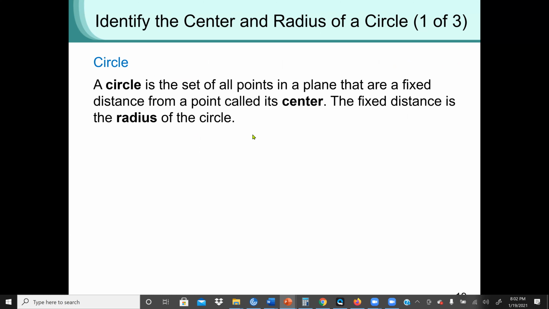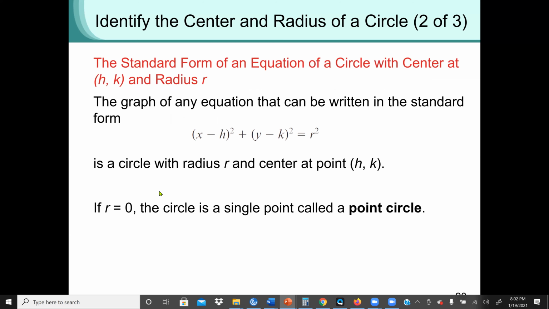So again, that's the definition of a circle. When you draw a circle, you see that from the center of the circle to any point on the circle, the radius is the same. And that's the definition here. We say a circle is a set of all points in a plane at a fixed distance from the point called its center. Now, the fixed distance is the radius of a circle. So if I draw a circle, from the center to any point on the circle is the radius, and it is constant.